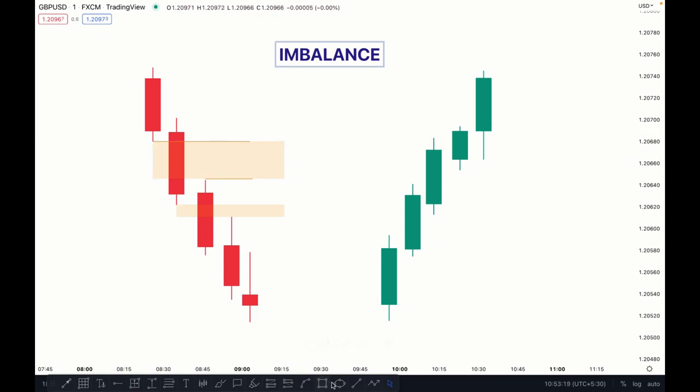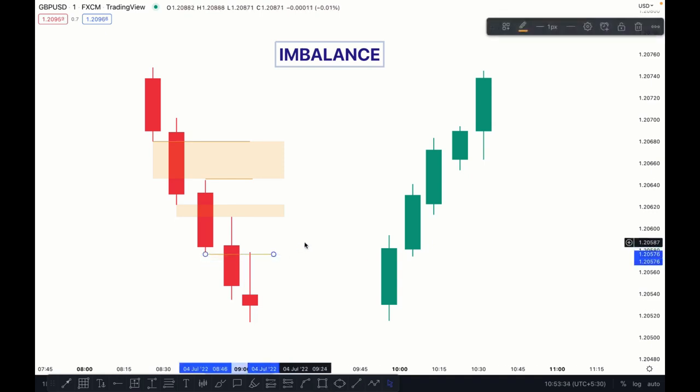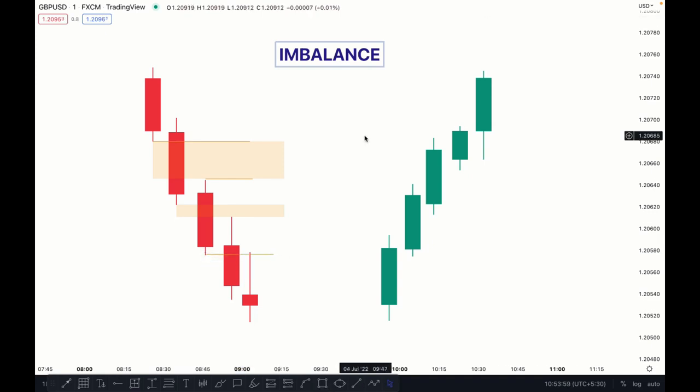Now let's move a little bit lower. As you can see here, this low and this high is already mitigated, okay? So there is no imbalance left. As you can see here, there is no imbalance, so this one is also mitigated. Same thing applies in a bullish market.